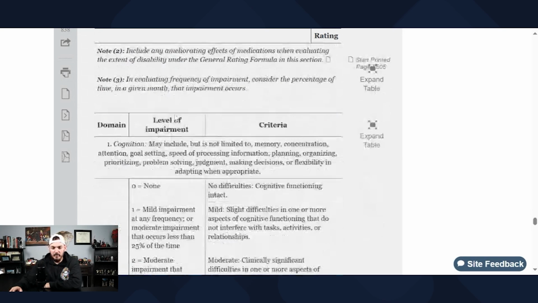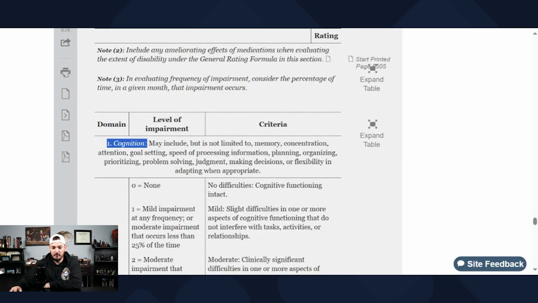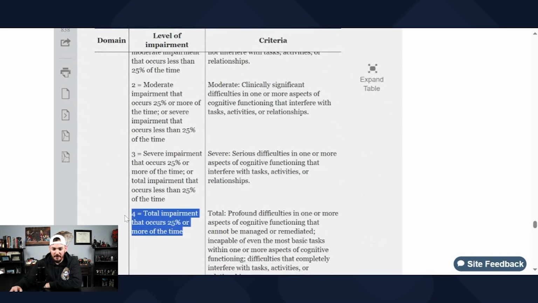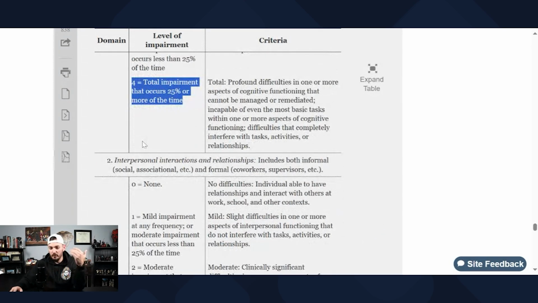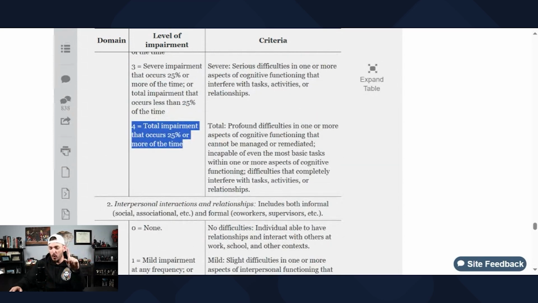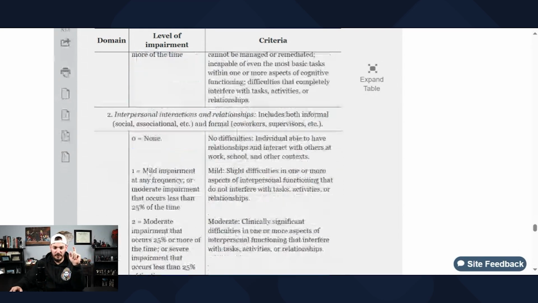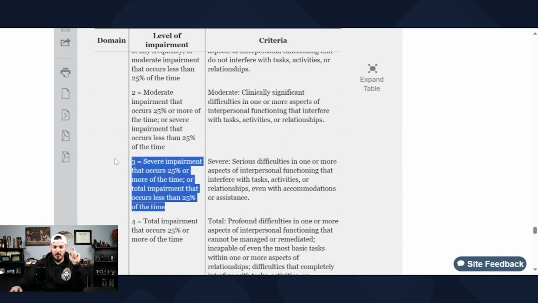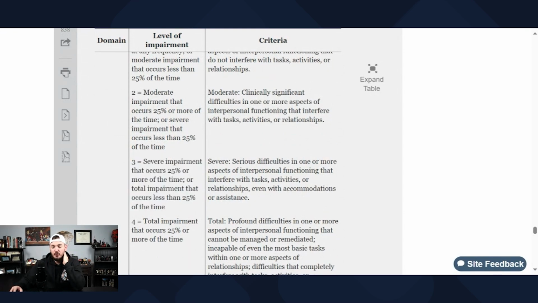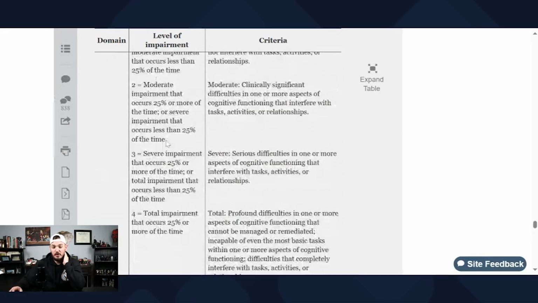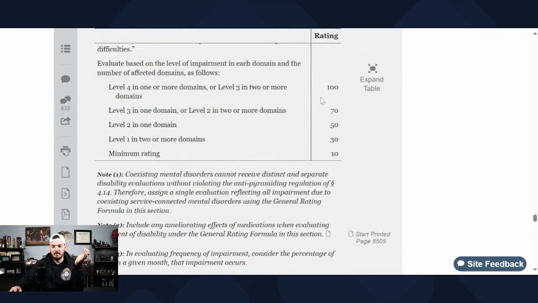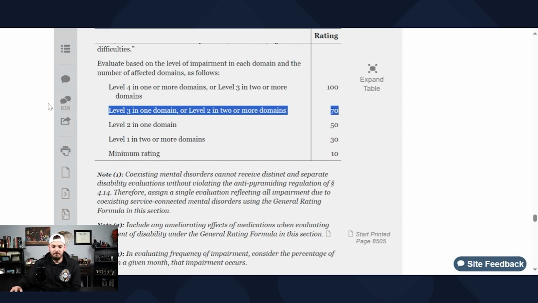What that actually means is, let's take cognition, for example. You would either need a 4 here for 100% or a 4 in any of the other 5 domains, or 2 of the 3s, okay? So if you have 2 3s in 2 different domains, you're going to rate 100%, level 3 in 2 or more domains. Once you have level 3 in 1 domain, you bump down to 70, and so on and so forth. I'm going to have both of these pinned below.